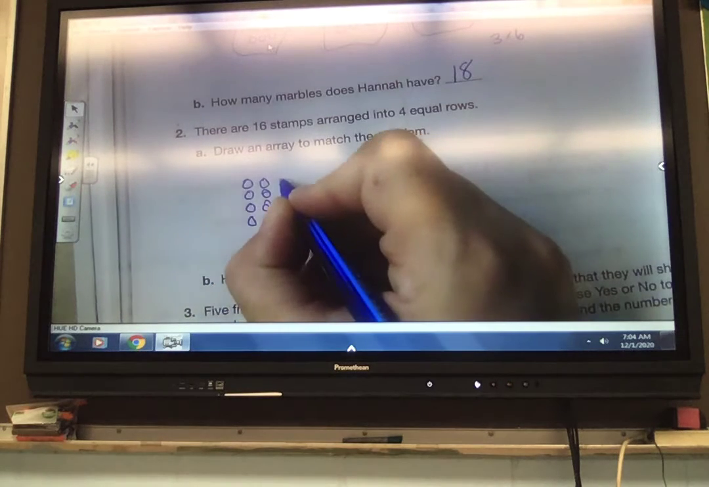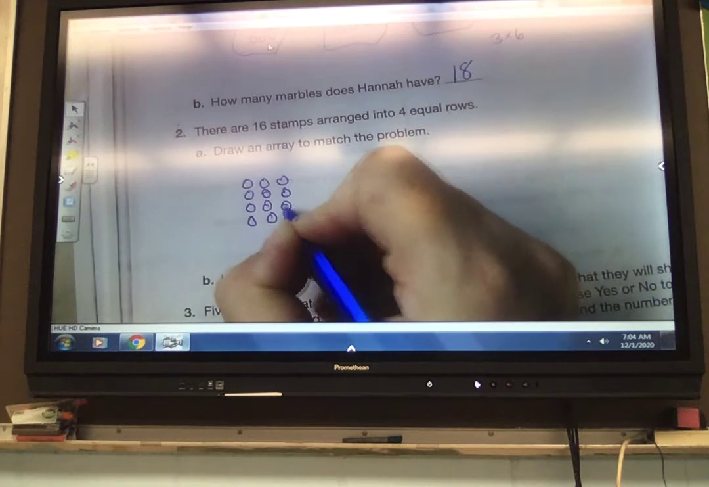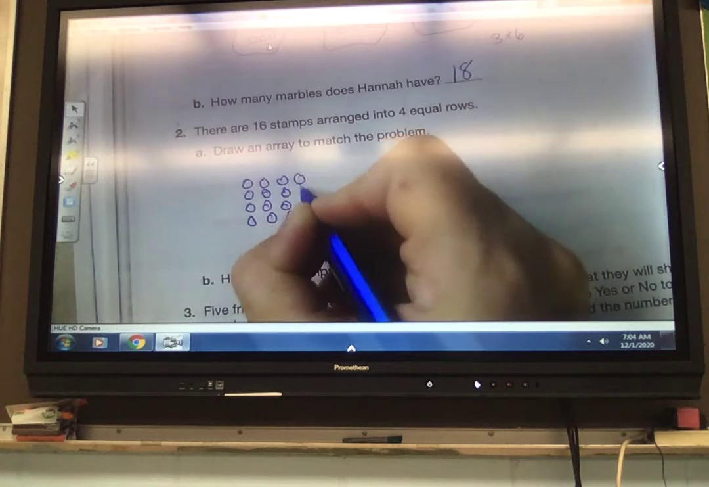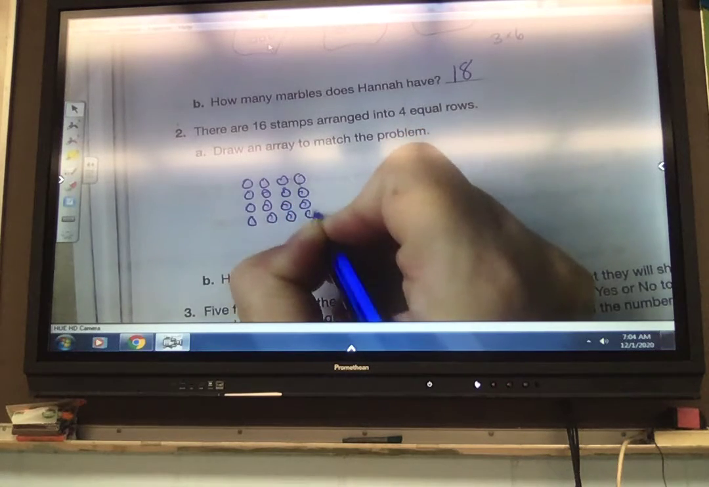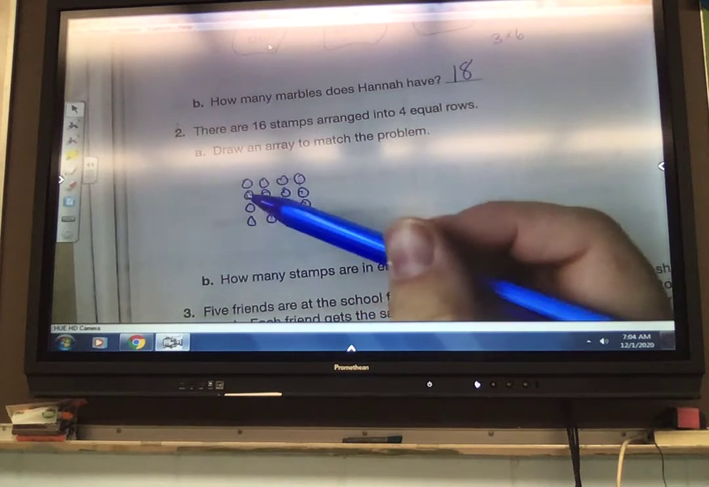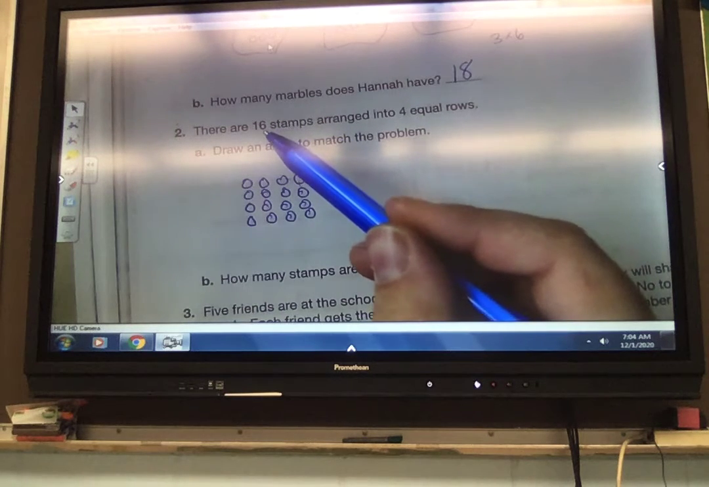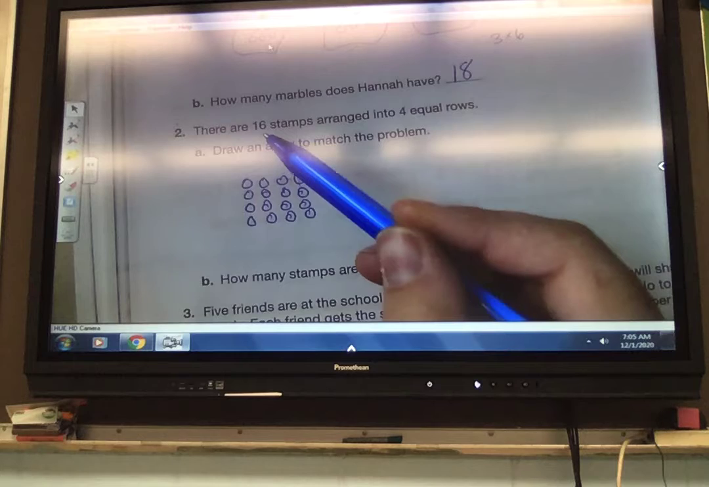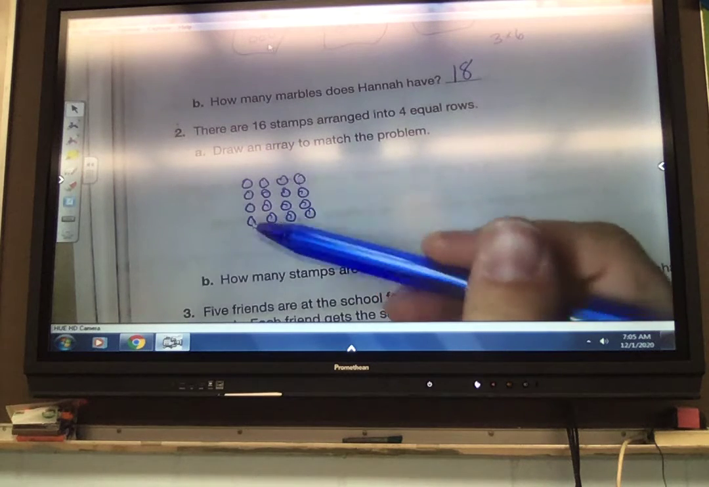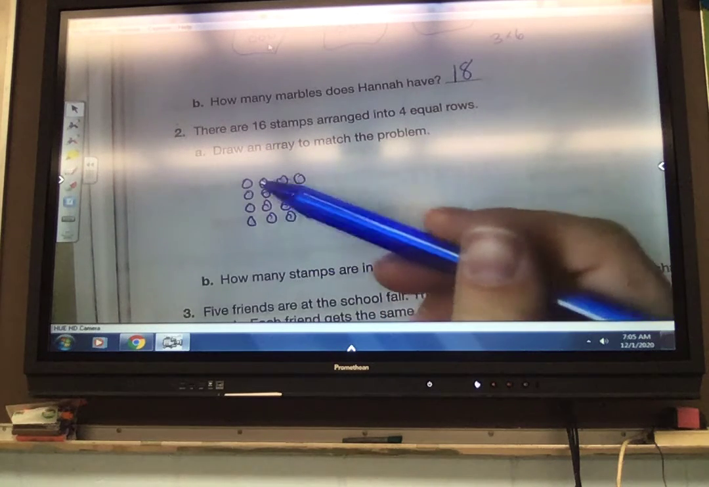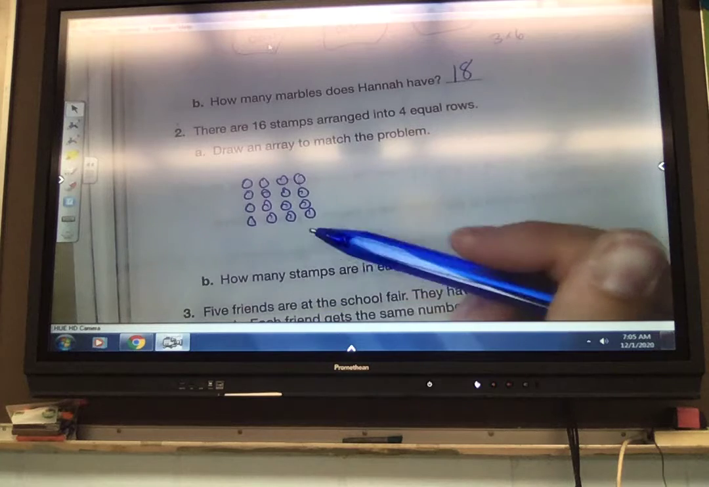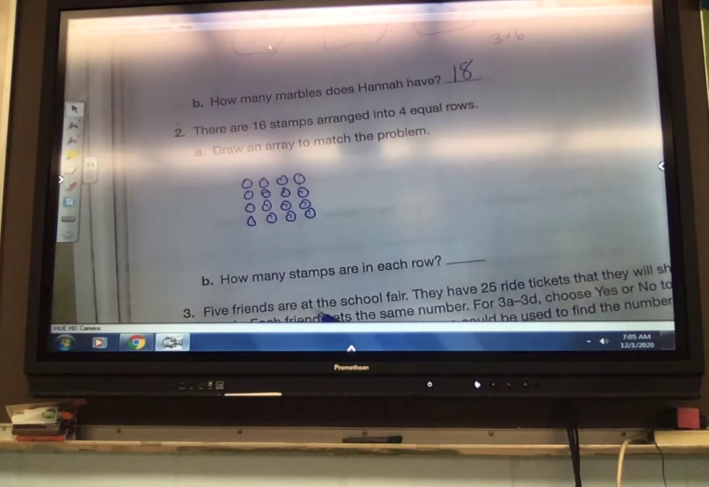There's 8, 12, 16, and then I stopped. Some folks yesterday were trying to put 16 in every row. That is not what that says. It says you only have 16 stamps. That 16 is your total. Once you have 16, you stop. You can't put any more circles because you only have 16 stamps.